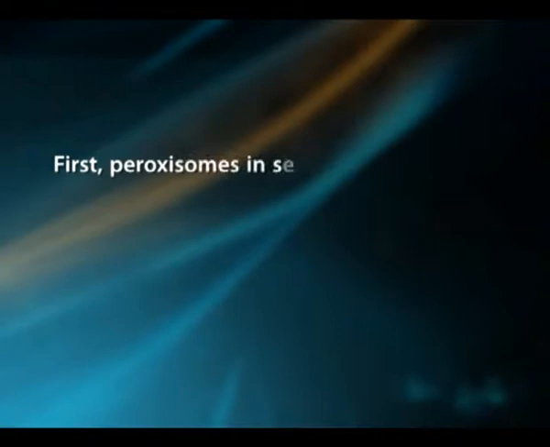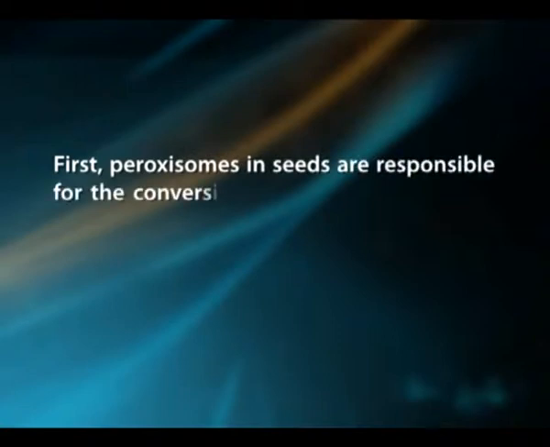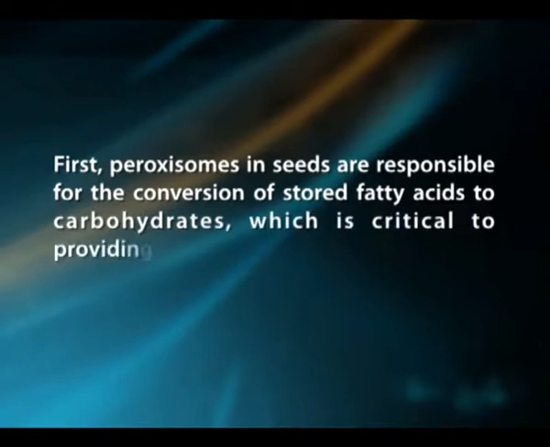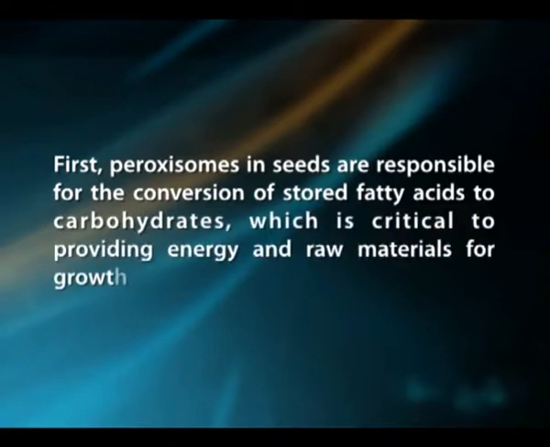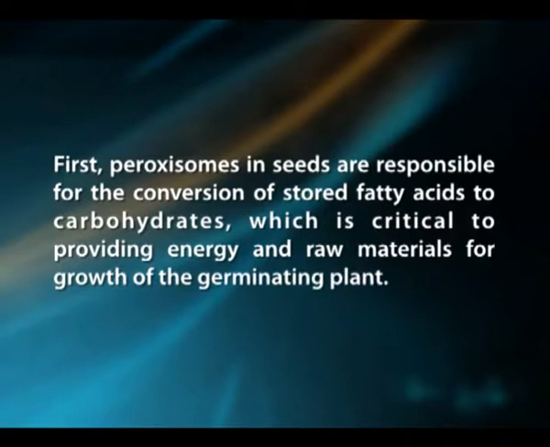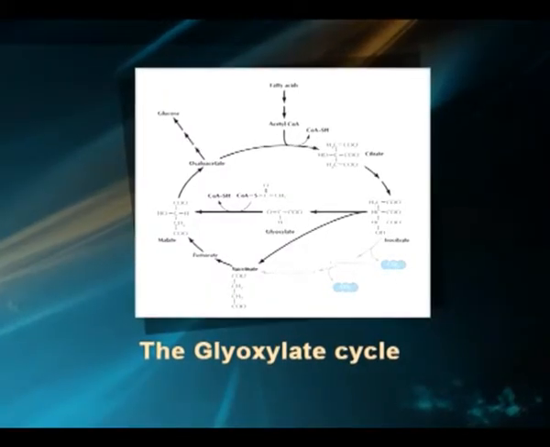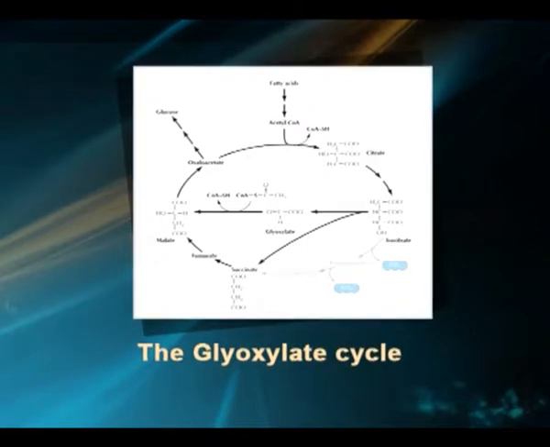Peroxisomes play two particularly important roles in plants. First, peroxisomes in seeds are responsible for the conversion of stored fatty acids to carbohydrates, which are critical to providing energy and raw materials for growth of the germinating plant. This occurs via a series of reactions termed the glyoxylate cycle, which is a variant of the citric acid cycle. The peroxisomes in which this takes place are sometimes called glyoxysomes.